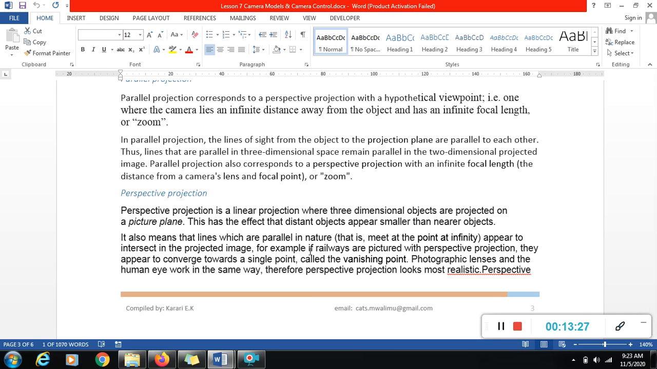If you can remember your art and craft, for those who did art and craft in primary school, we had that vanishing point where these 2 lines which are parallel, our eyes somehow show them as though they are converging at a single point. Now, photographic lenses and the human eye work in the same way. Therefore, perspective projection looks most realistic.